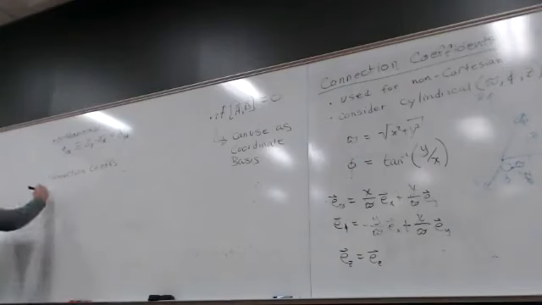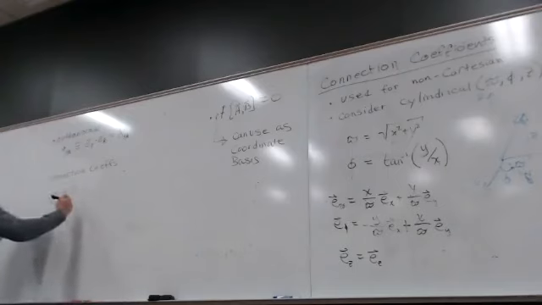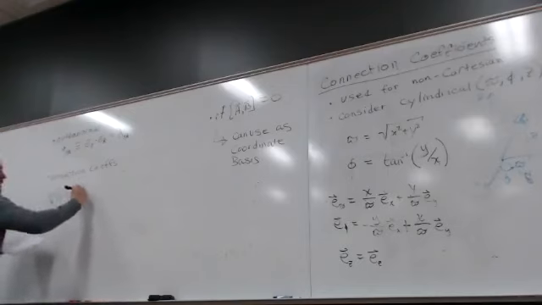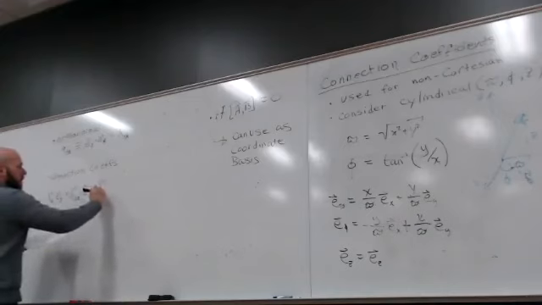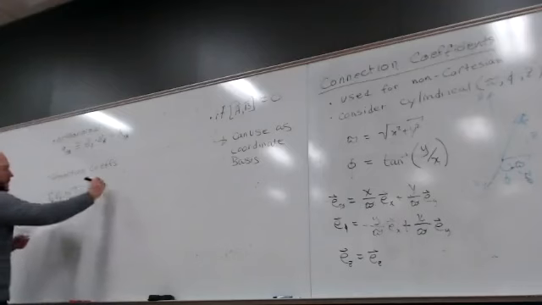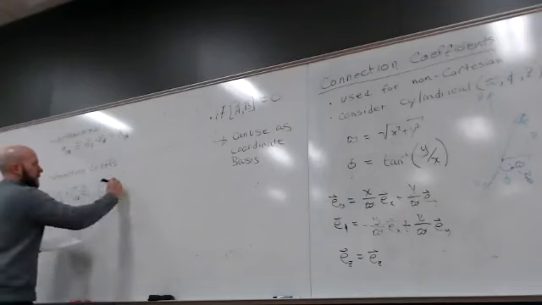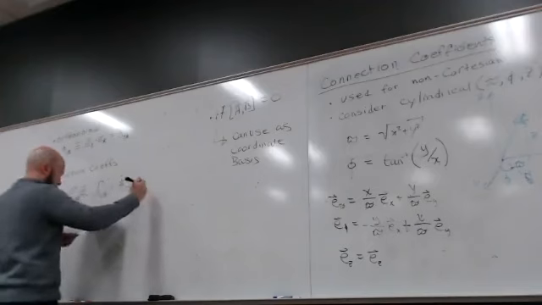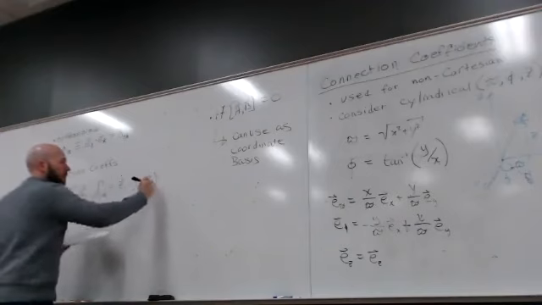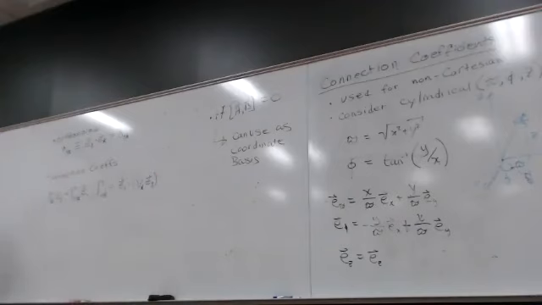So by definition, the gradient along k of the j basis vector is equal to the connection coefficient gamma ijk times the basis vector e_i. Or equivalently, the connection coefficient gamma ijk is e_i dotted into the gradient along k of e_j. So that's how we define it.